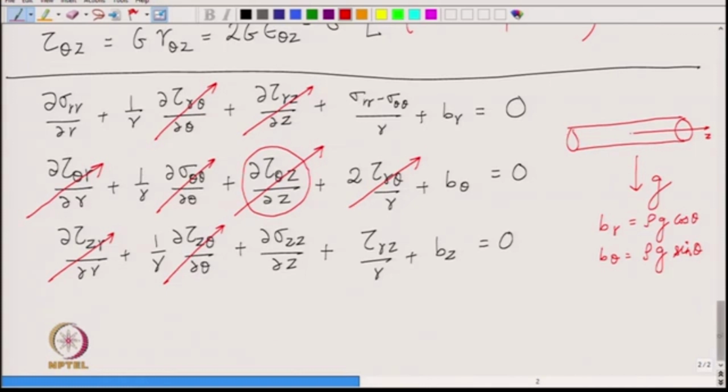In the other situation, if we have this cylinder again, and g is acting in the z direction. So, that means the cylinder is vertical and g is then along the axis in the z direction. So, in that case B r and B theta will both be 0 and B z would be equal to rho times g.